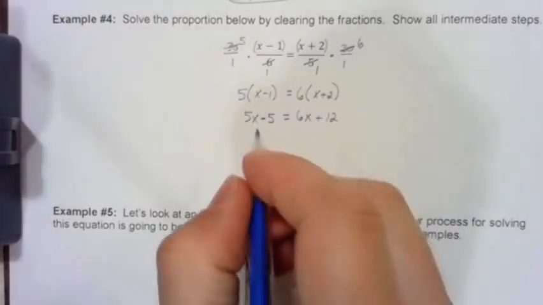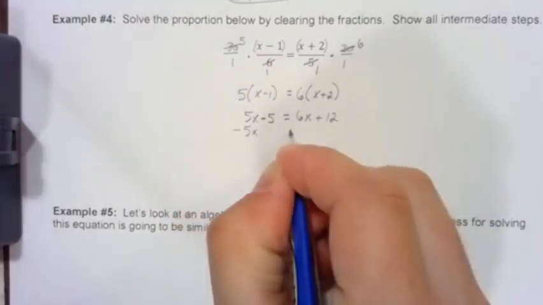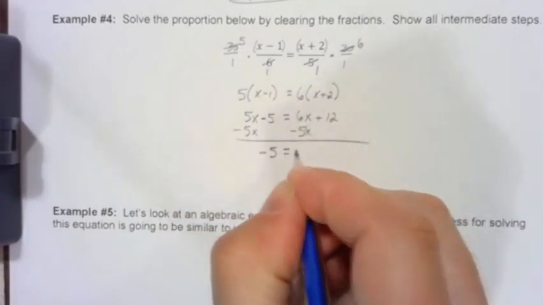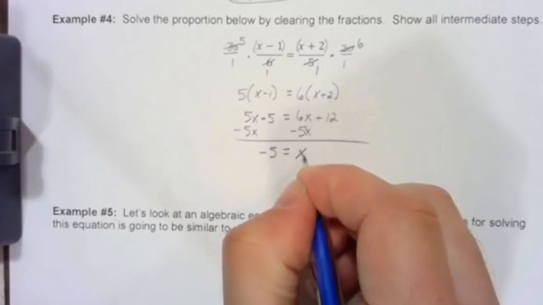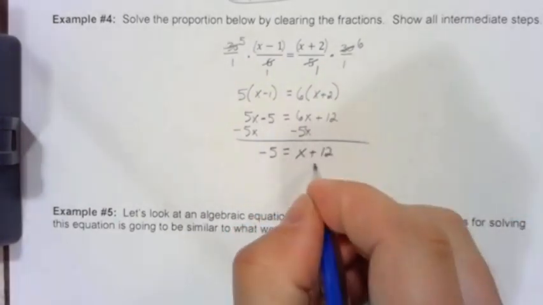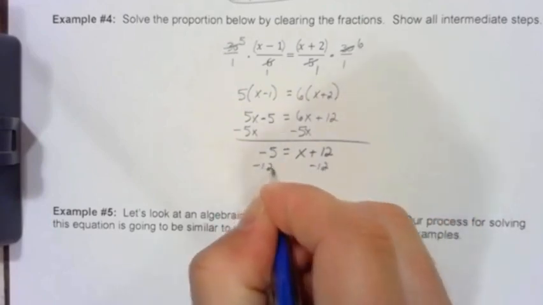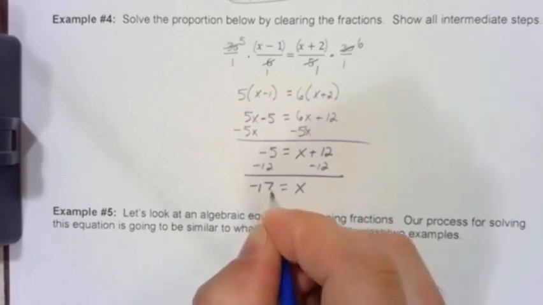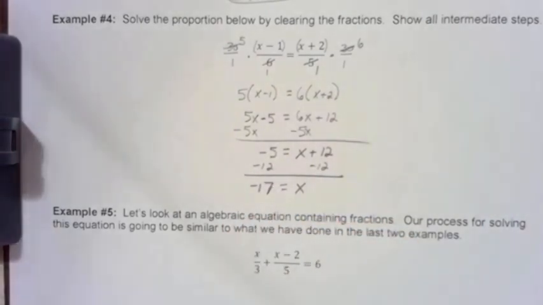Let's go ahead now and subtract 5x on each side. That means I have negative 5 on the left, and on the right, I'm going to have x plus 12. When I go ahead and subtract 12 on each side to isolate x, that means that x is going to be equal to negative 17.